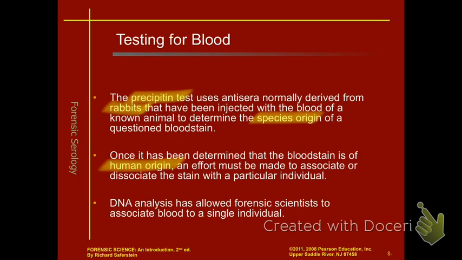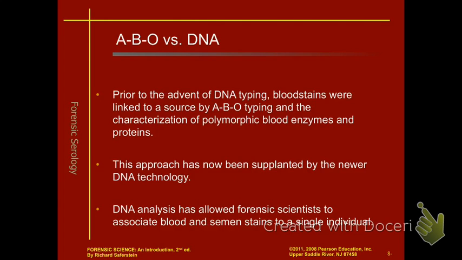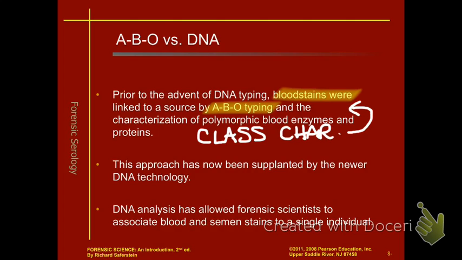Then once it's determined that it's human, an effort has to be made to associate the stain with an individual. DNA analysis and DNA fingerprinting has brought us up to the point where we can associate a blood stain to a single individual. Blood typing will narrow it down, but it won't individualize it. So blood stains, when they were just blood typed with ABO blood typing, that's more of a class characteristic. It narrows down the number of people to which that blood stain might belong. But DNA technology gives us individualization. It's an individual characteristic. So we can associate those blood samples to a single individual.